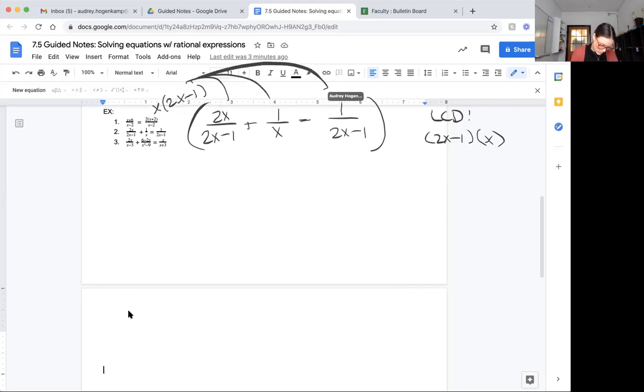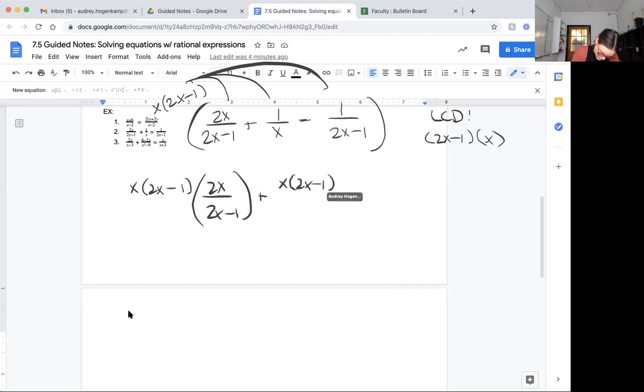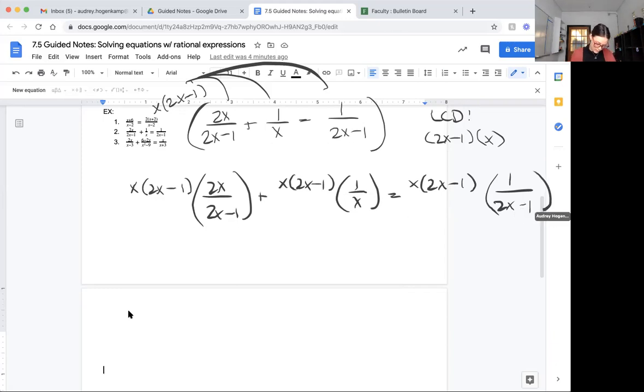So each distribute that out. So we're going to have x times 2x minus 1 times 2x over 2x minus 1 plus x times 2x minus 1 times 1 over x equals x times 2x minus 1 times 1 over 2x minus 1. Okay, and now conveniently, we're going to have some cancel action. 2x minus 1 will cancel for us. X will cancel for us. 2x minus 1 will cancel for us. And then we get x times 2x plus 2x minus 1 equals x.